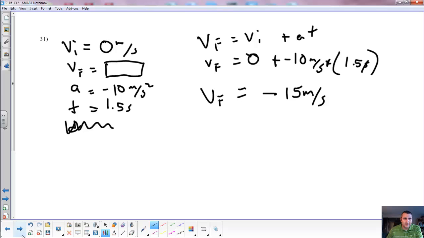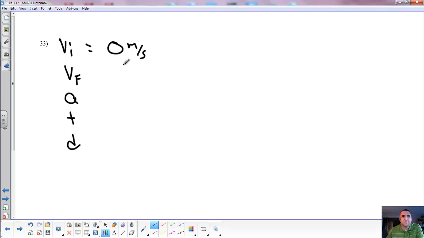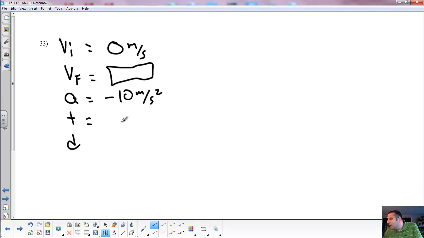Finally, number 33. Calculate the instantaneous speed and distance fallen for an object that falls freely for 8 seconds. So I'm looking for two things. VI, VF, A, T, D. We know it's from rest, 0 meters per second. VF is one thing we're looking for. A is negative 10 meters per second squared because, again, it's freely falling. Time we know, 8 seconds. And the displacement is also something we're looking for.